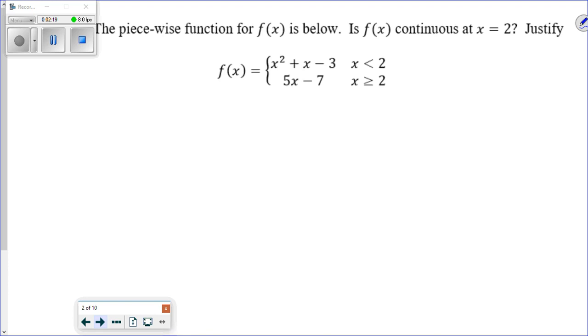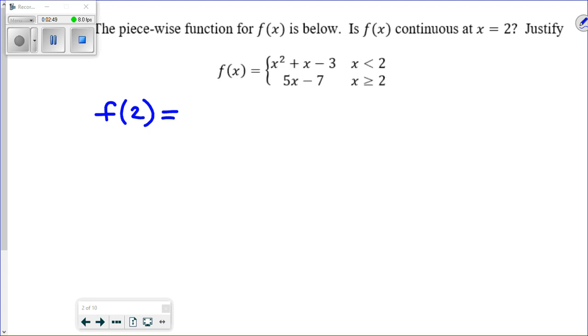Piecewise function for f of x is below. Is f of x continuous at x equals 2? Justify your answer. You have to go through the three conditions, and you have to use proper notation, okay? So condition 1, we're going to find f of 2. Well, remember, when we're evaluating a function, we're answering the question, what is y equal to when x equals 2?